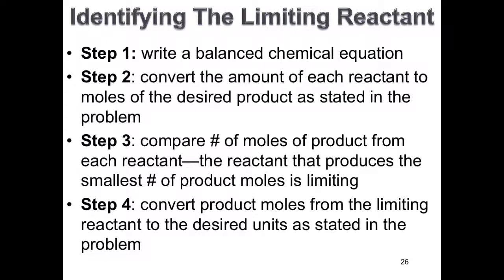So identifying the limiting reactant. Start off with a balanced chemical equation. Convert the amount of each reactant to moles of the desired product, as stated in the problem. Compare the moles of the product from each reactant. The reactant that produces the smallest number of moles is limiting.